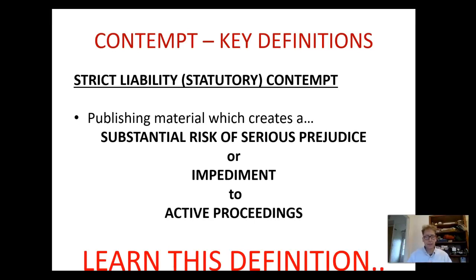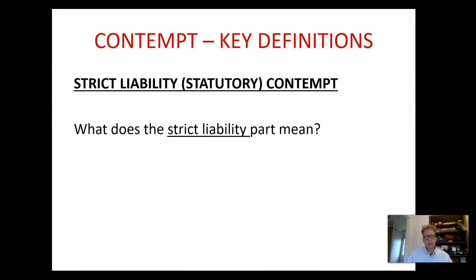You need to learn this definition. You'll certainly need to use this in your essay, and you'll certainly need to use this in the exam. There will be a question about contempt in the exam, and I expect you to be able to provide this definition of contempt to explain what kind of material creates a risk of strict liability contempt. So we've got that basic definition: published material which creates a substantial risk of serious prejudice or impediment to active proceedings.